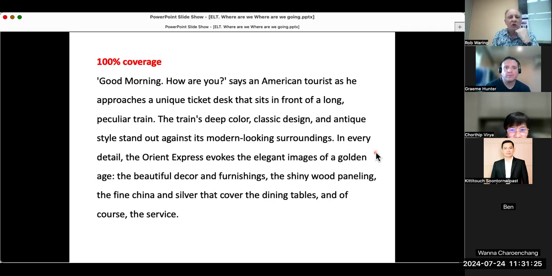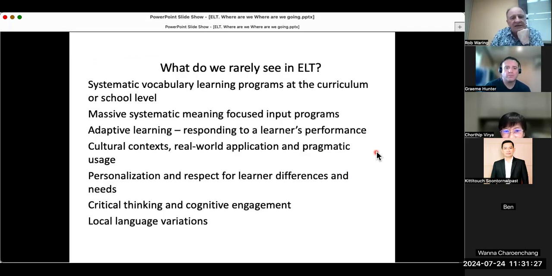So, given a review of what we've got, what do we rarely see in ELT? Well, we rarely see systematic vocabulary learning programs at the curriculum or school level. We rarely see massive, systematic, meaning-focused input programs. By this, extensive reading, extensive listening, this massive amount of language is often missing from certainly course books and many language programs. If it is, the course book is emphasized or something else, or a test is emphasized.